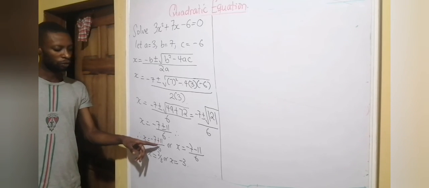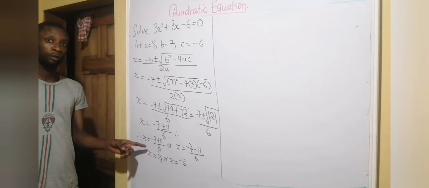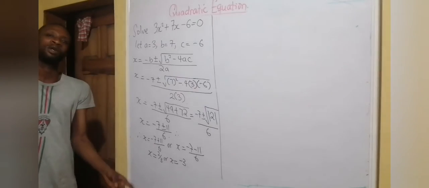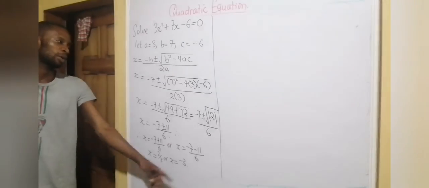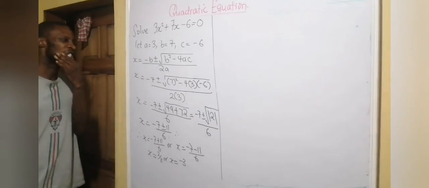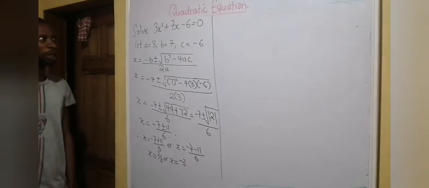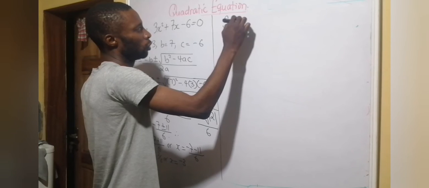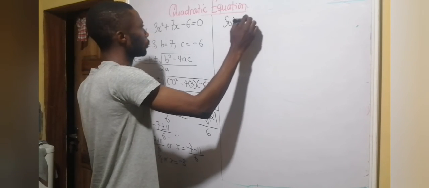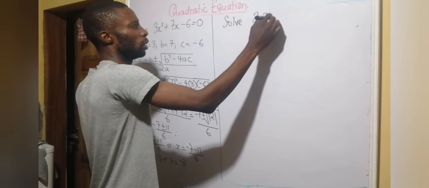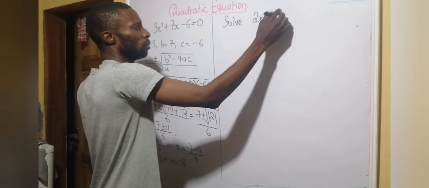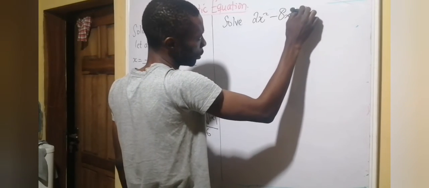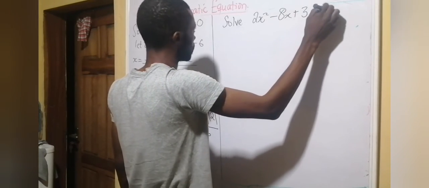So it's very, very simple. Minus 7 plus 11 is 4 over 6. So 2 going into 4, 2, 2 going into 6, 3, 2 over 3. Then minus 7 minus 11 is minus 18. 6 going into minus 18 is minus 3. So that's how easy it is. Let's take a look at another example where we have to solve 2x squared minus 8x plus 3 is equal to 0.